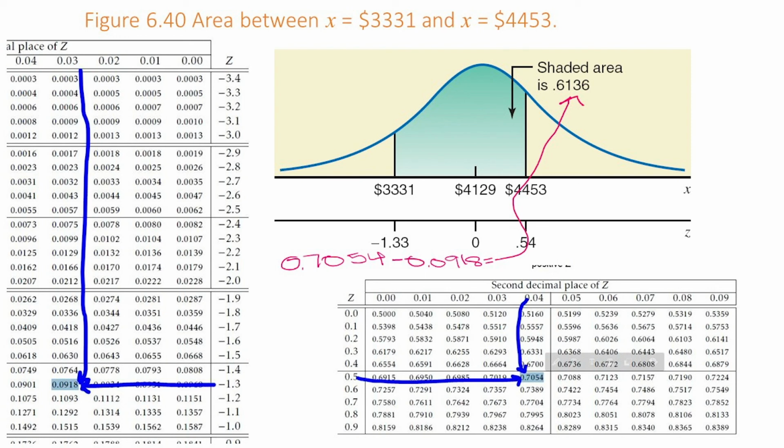But we wanted to know the probability of a worker paying between those two amounts of health insurance premiums. So now that we have those two probabilities, we can subtract the one from the other to find the area of the green shaded area. And that turns out to be 0.6136, or just over 61% probability that a randomly selected worker will be paying between those two amounts for their health insurance.